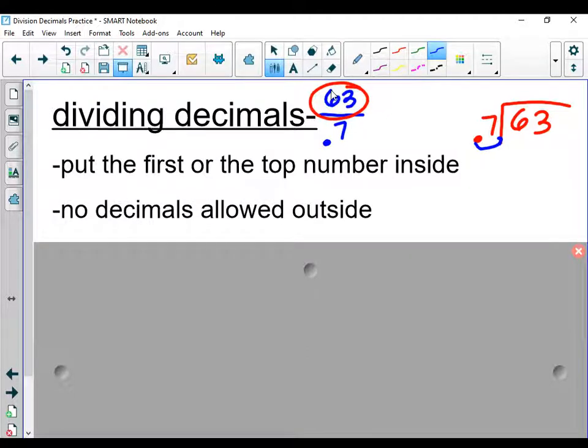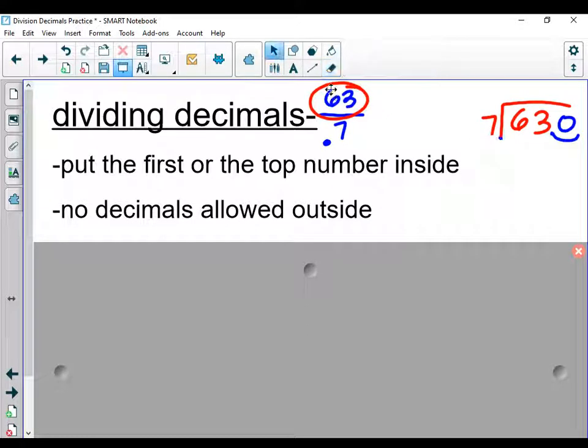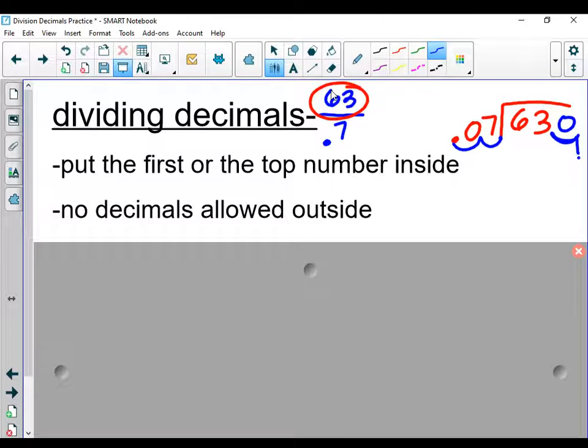And just like a lot of other days, we have to treat the numbers equally. So if I move the decimal one place on the 7, I have to move the decimal one place on the 63. So now what's there? A 0. If there were 2 decimals, then I would have to move 2 places. Keep moving until there's no decimals on the outside.